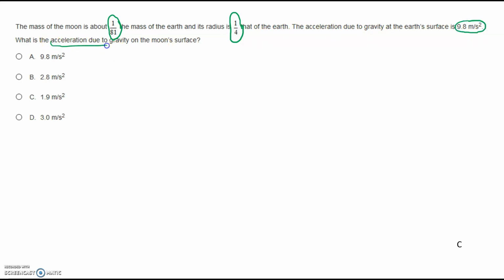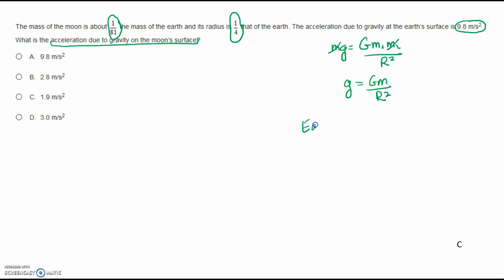What is the acceleration due to gravity on the moon's surface? So what I did was I said, okay, I set mg equal to G m1 m2 over r squared, which cancels out one of my m's, so I have g is equal to GM over r squared.